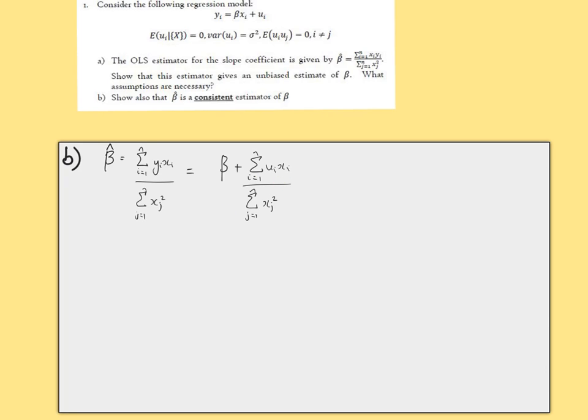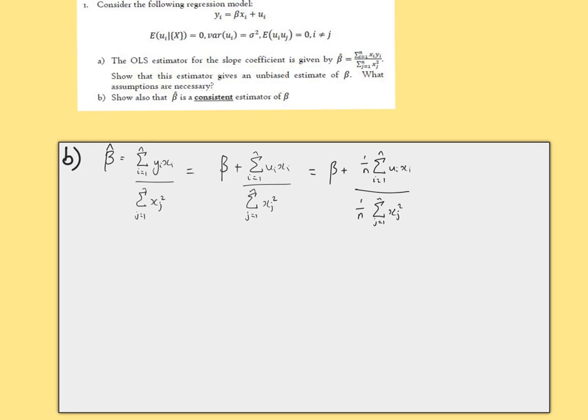Now, a trick that we'll often use when trying to prove that an estimator is consistent is we will try and convert something in here to be related to a sample mean. So we can rewrite this as being beta plus 1 over n times by the sum from i equals 1 to n of uixi over 1 over n times by the sum of the x squared. Now, why do we do this?